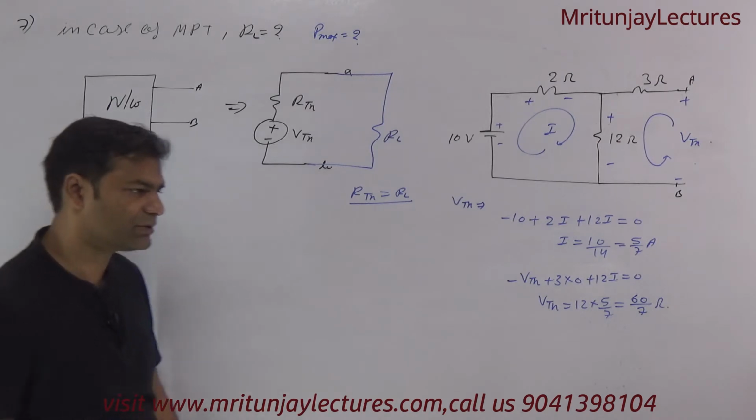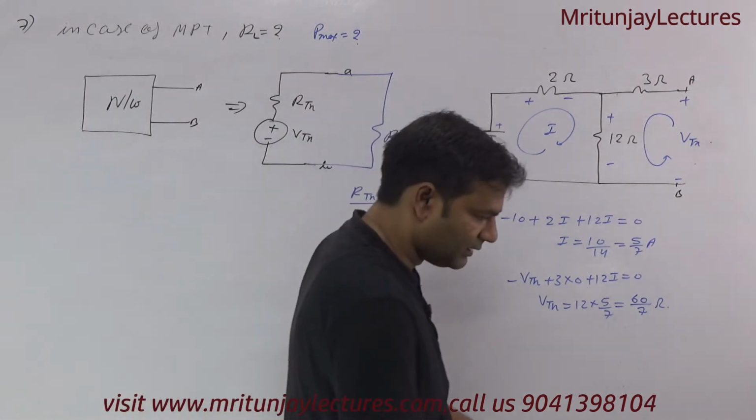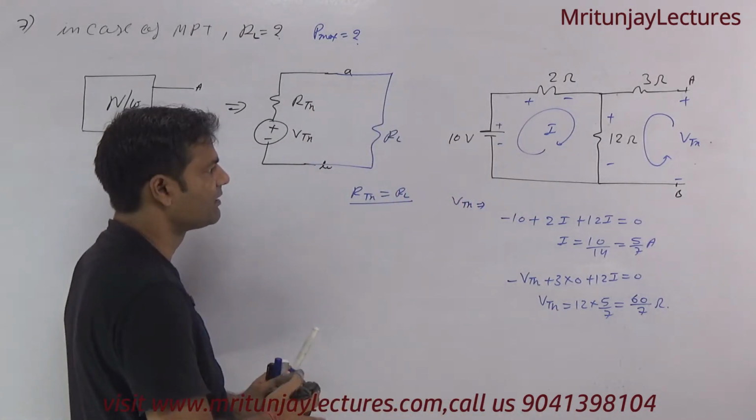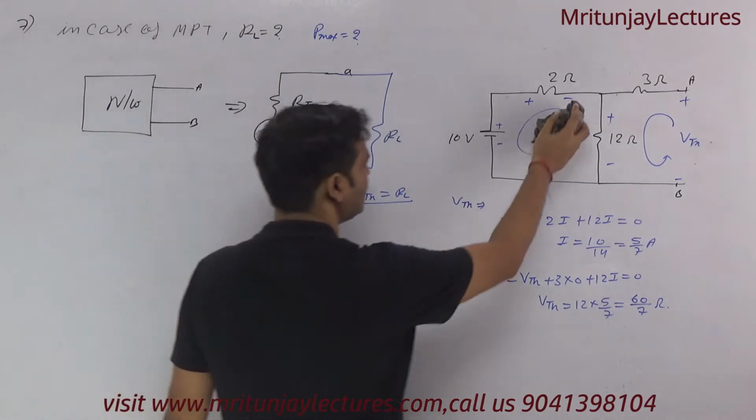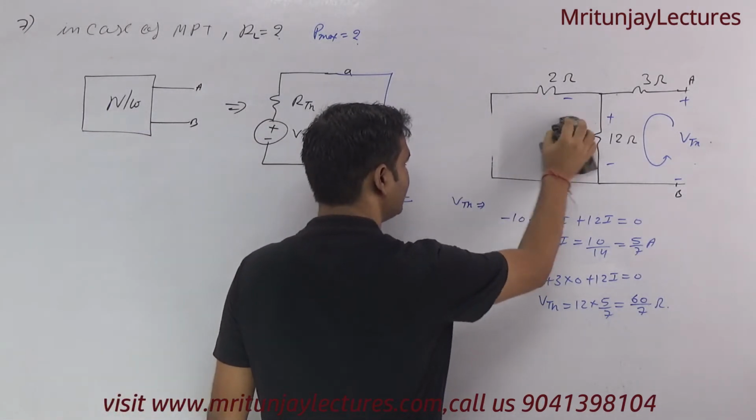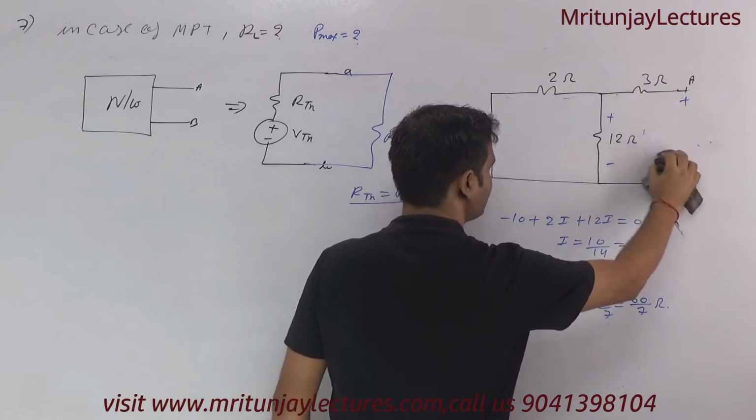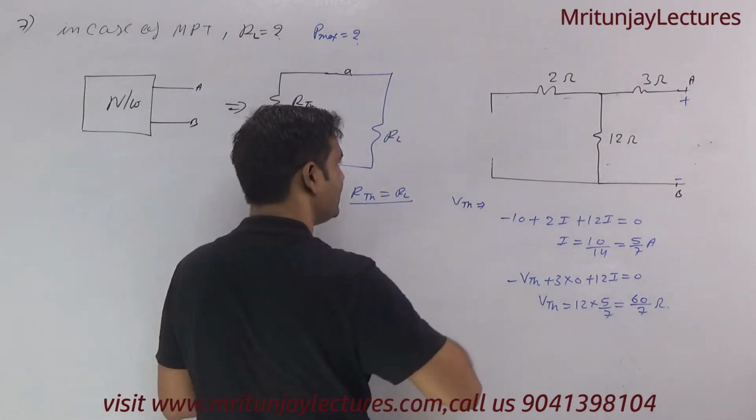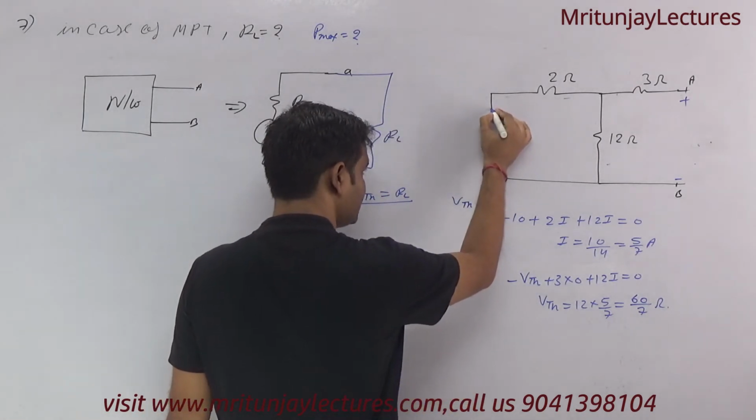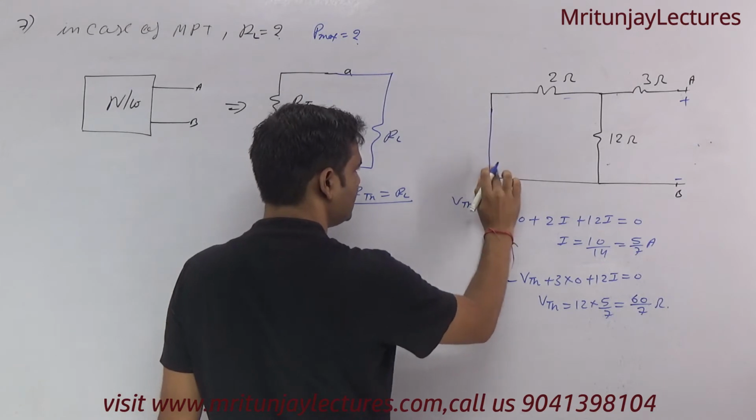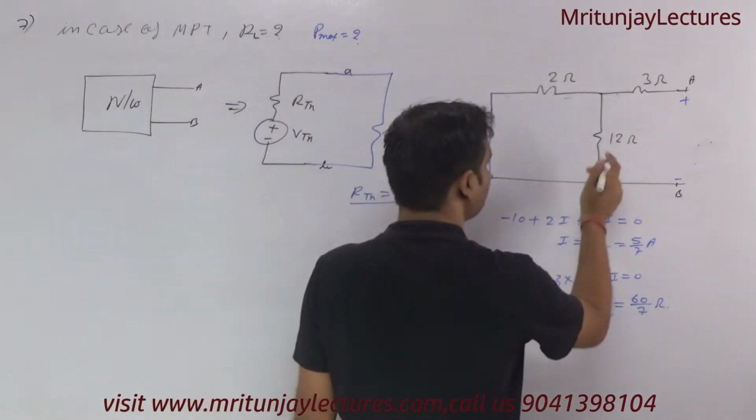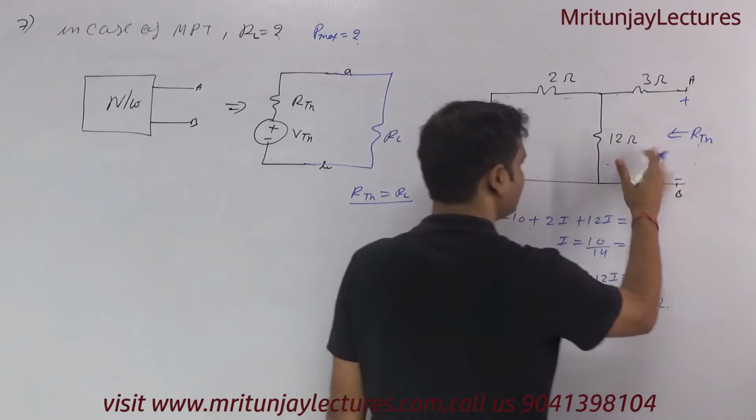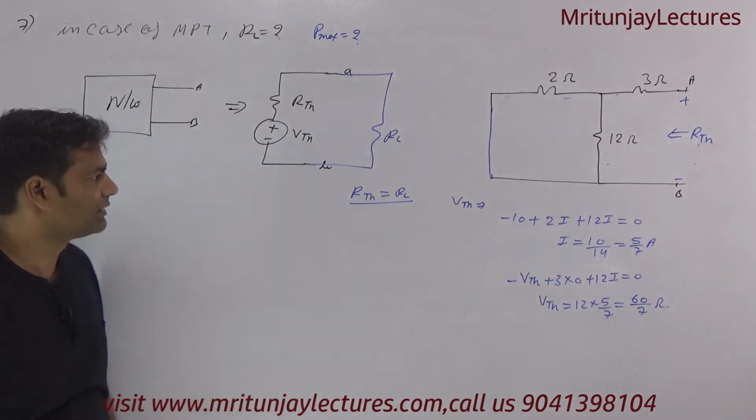And what about RTH? How can we determine RTH? First of all, make the circuit like this one. If you determine RTH, it means all independent voltage sources or current sources are removed. The voltage source is zero, which means it is short circuited. If this one is short circuited, then our motto is to determine RTH. You make another diagram.